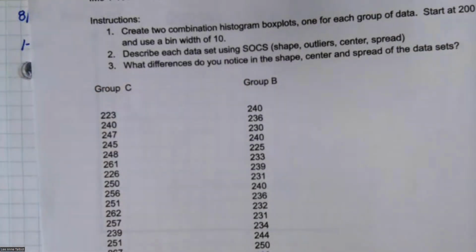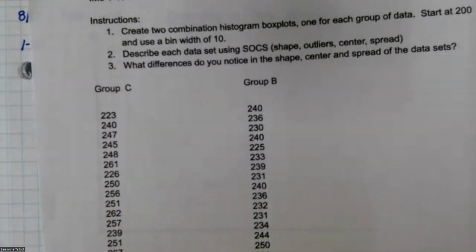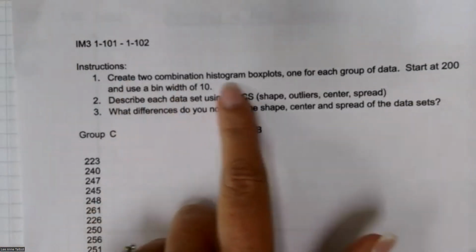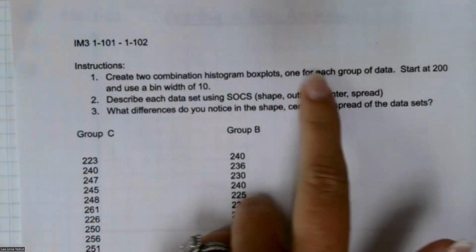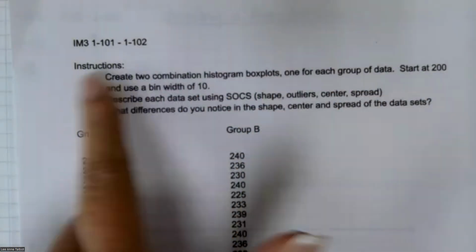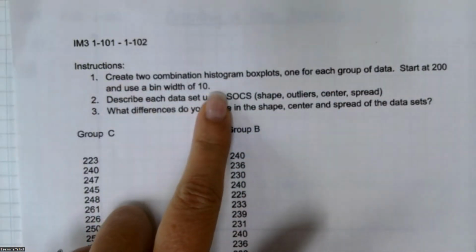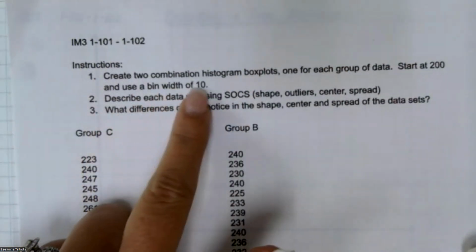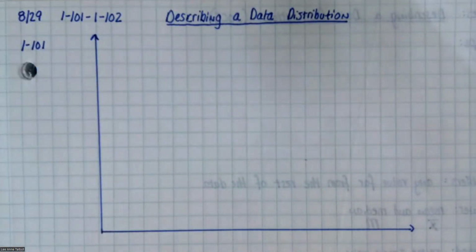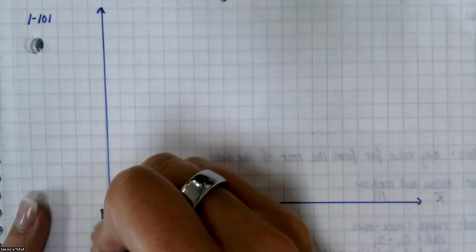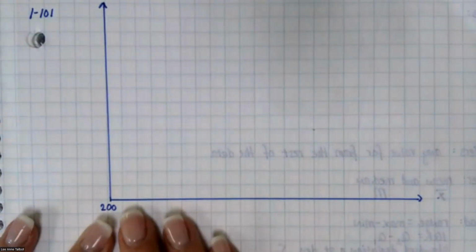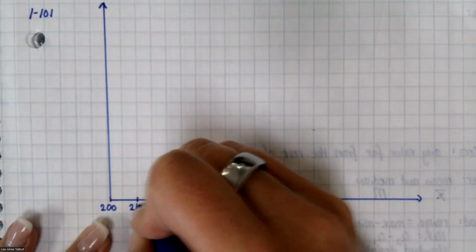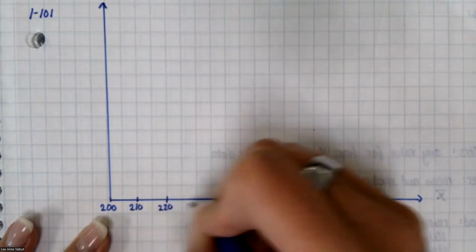Group B is one of my other classes, and that one is a secret for now. Okay, it says create two combination histogram box plots, one for each group of data. Start at 200 and use a bin width of 10. Okay, so we need to talk about what that means. Start at 200 and use a bin width of 10. That means I'm going to put 200 right here, and it means go by tens. Because I want this to be pretty, I'm going to go out 2 graph paper boxes for each 10.